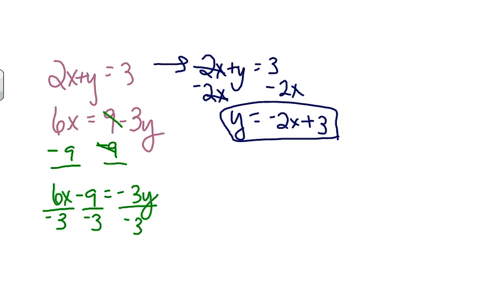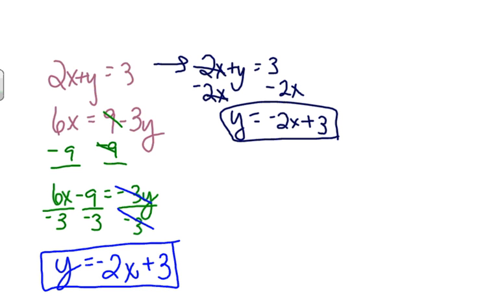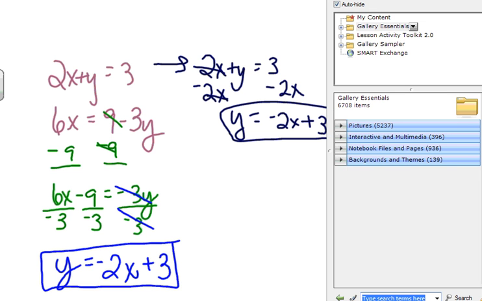So now we're going to simplify. Negative 3 divided by negative 3 is just y. 6 divided by negative 3 is negative 2x. All right, and negative 9 divided by negative 3 is positive 3. So now we got these first two equations in y equals form, so to find the solution, now we simply need to graph them.